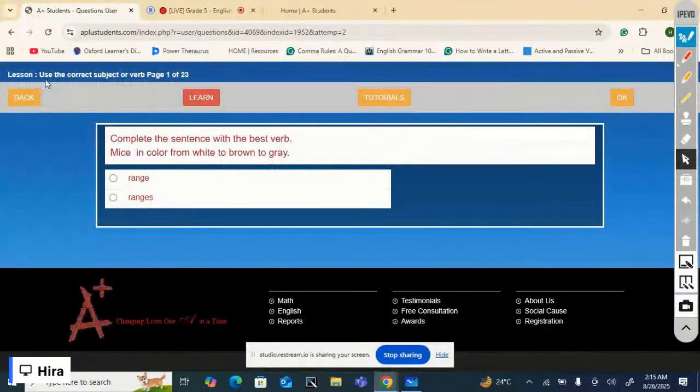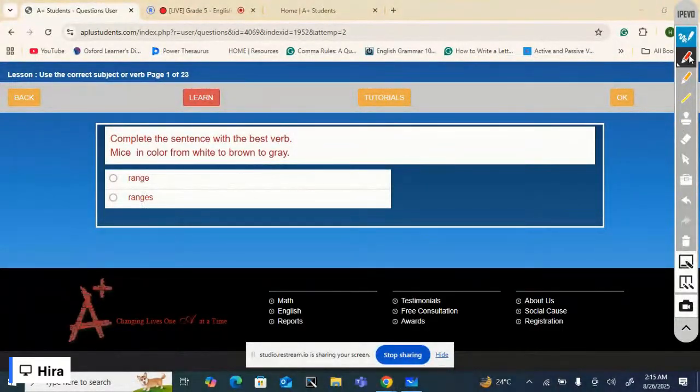The lesson name is use the correct subject or verb. Now, what is the instruction? Complete the sentence with the best verb. Now, you have to choose. Mice, you can see here, blank, white to brown to gray. You have two options: range, ranges.